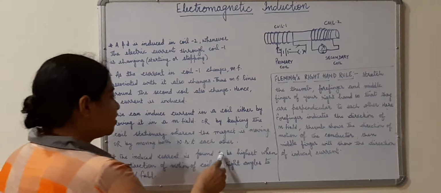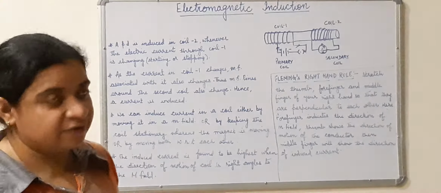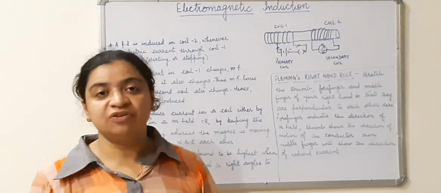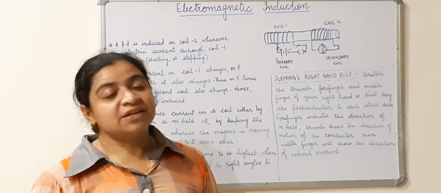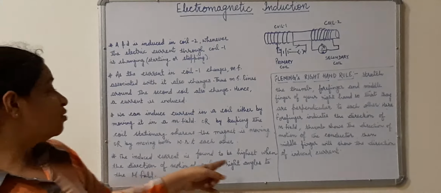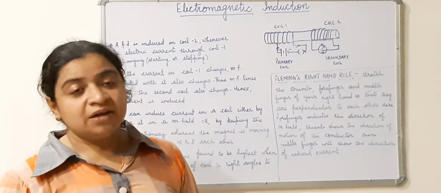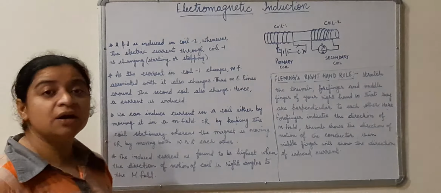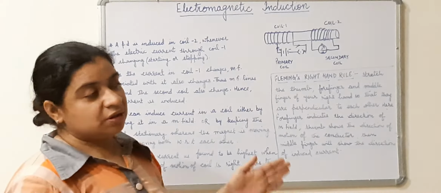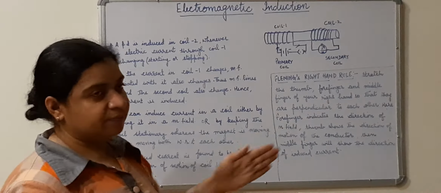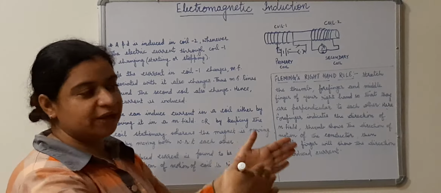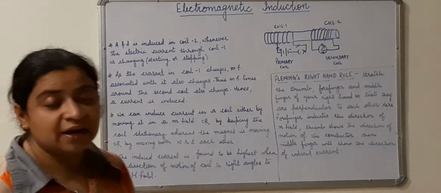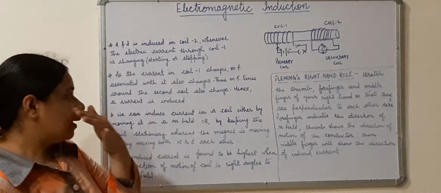Now the question comes: when is the induced current found to be highest? Similar to Fleming's left hand rule, when the force on a conductor is maximum, in the same way the induced current is highest when the direction of motion of the coil is at right angle to the magnetic field. The direction of motion of the coil and the magnetic field have to be at right angles to each other. Then you will find the highest amount of induced current.